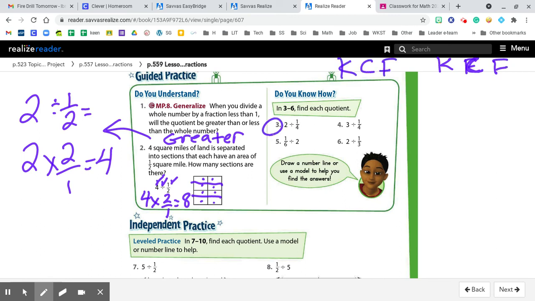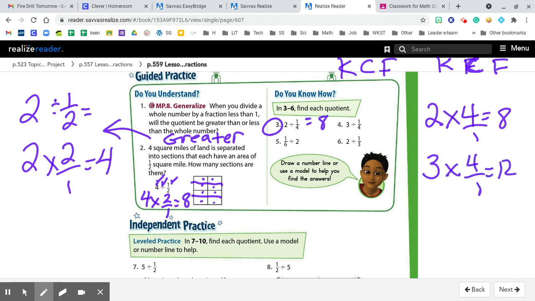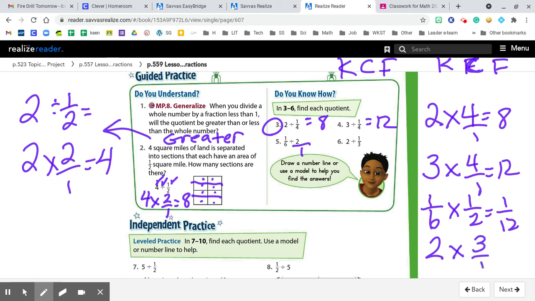So for number 3, we're going to keep the 2, change the sign, and flip the second one. For number 4, keep the first, change the sign, flip the second one. Now you guys can do division of fractions. Keep the first, change the sign, flip the second one. Remember, the whole number 2 can be written as 2 over 1. And for number 6, keep the first, change the sign, flip the second one. And there you go.